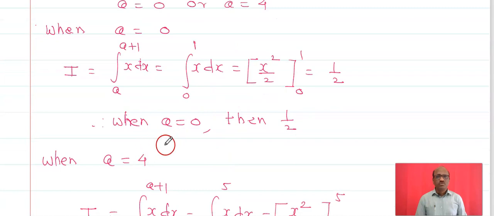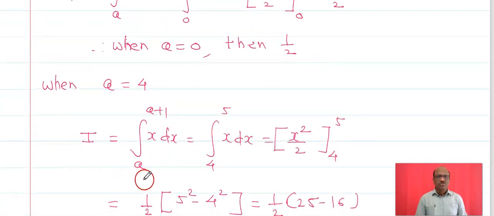When a is equal to 4, then what's happening? I is equal to integral from a to a plus 1, that is 4 to 5 of x dx. Its value is x square upon 2, from 4 to 5.